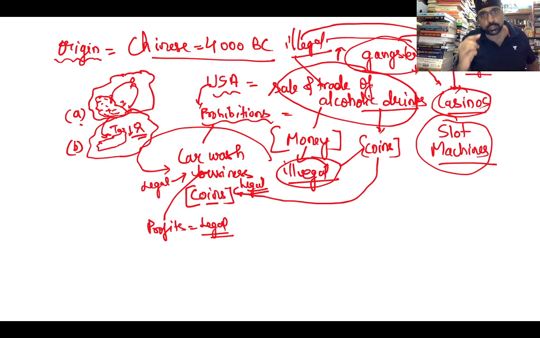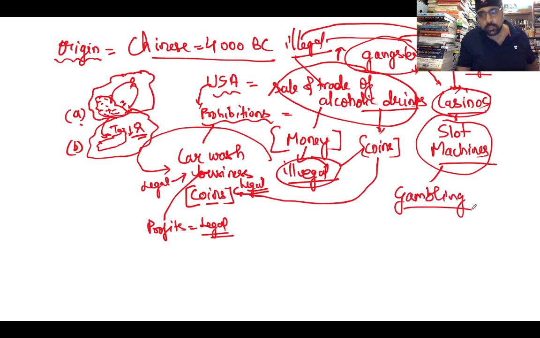But a question may come to your mind, that when I am generating illegal wealth through sale and trade of alcohol, and if I am putting it in casino and giving it as a prize, am I not the end loser? Think about it. Are you genuinely, as a casino owner, an end loser? Sir, these casinos, these slot machines are all gambling.